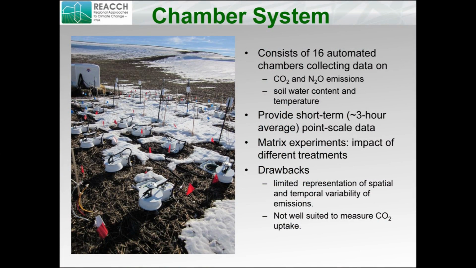The chamber system consists of 16 automated chambers that collect data on CO2 and N2O emissions, as well as auxiliary biomet information like soil water content and temperature. They provide short-term point-scale data. One of the main advantages of the chamber system is that you can set up matrix experiments of different treatments that act as a microcosm of the different management strategies across the region. But some of the key drawbacks are that they're limited in the representation of spatial and temporal variability, and they're not well suited to measure carbon dioxide uptake.